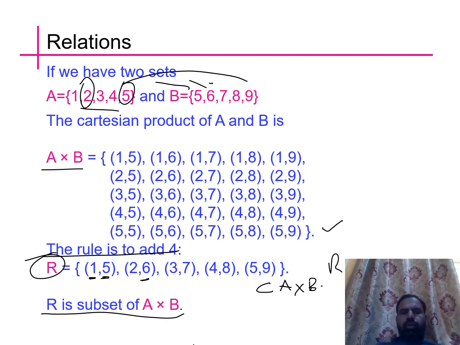So the rule is add 4, and the relation R is (1, 5), (2, 6), (3, 7), (4, 8), (5, 9). So we take these relations from this Cartesian product. So R is a subset of A cross B.